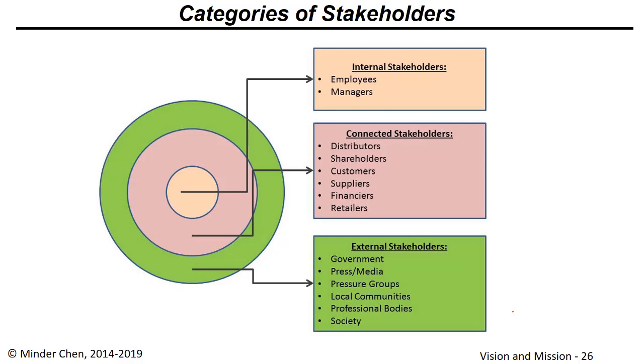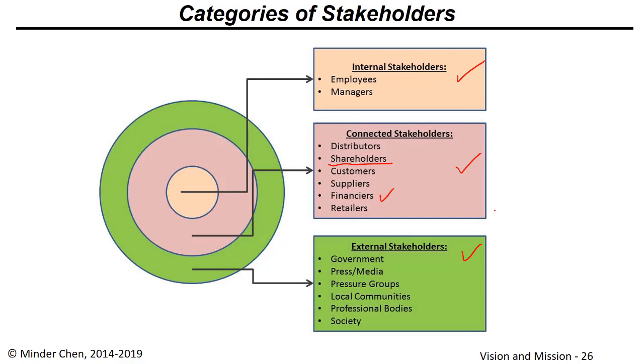And we can classify stakeholders into three categories. One is internal, like employees and managers. The other is connected stakeholders, which means people you work with to run your business, like your suppliers, distributors, your shareholders we mentioned, customers, suppliers, the financial industry that supports you, like a banker, and retailers who sell your product.